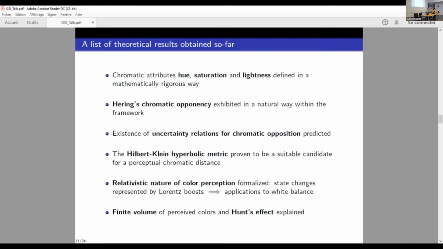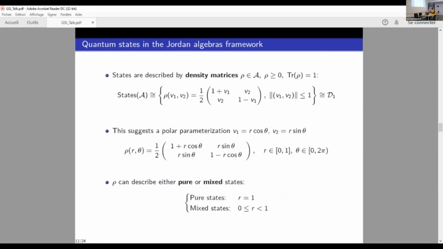We have proven that the Hilbert-Klein hyperbolic metric is a suitable candidate to measure perceptual color distance. And we also showed the relativistic nature of color perception because state changes after color measurements can be represented by Lorentz boosts. And we also applied this to white balance. And finally, we proved that we can obtain a finite volume in the infinite cone of perceptual colors by considering quantum effects and also explain Helmholtz effects. That is the final part of this talk. So now let me introduce the technical details.